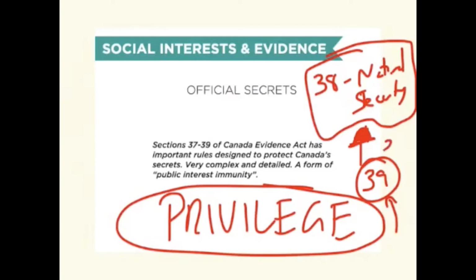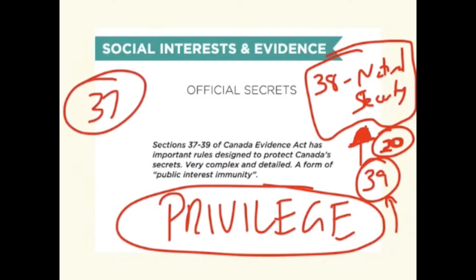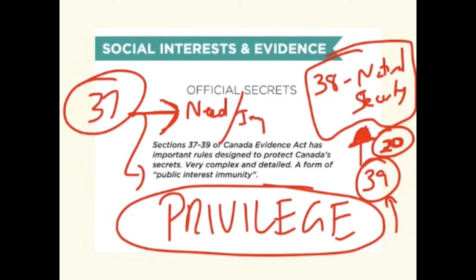I should add there's a 20-year limit on those, so you do actually eventually get access to cabinet discussions, but not when they're still fresh and being discussed. And finally, Section 37 is a catch-all provision. It is essentially the general public interest immunity, and it is a balancing test. Essentially, if there is material relating to a national interest, it will be disclosed if the need for the information outweighs the importance of keeping it secret.